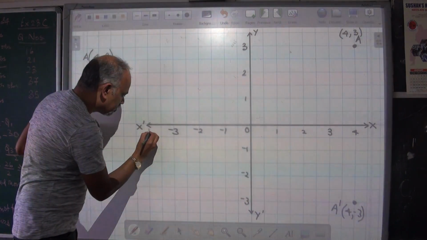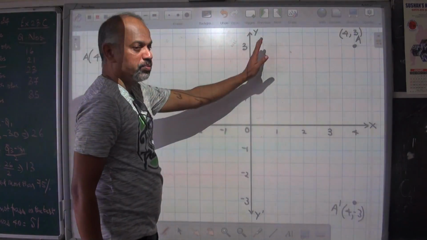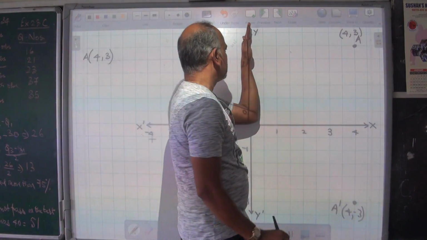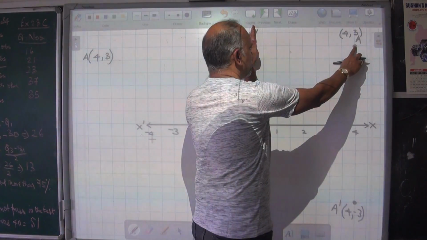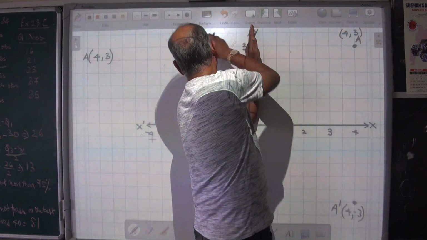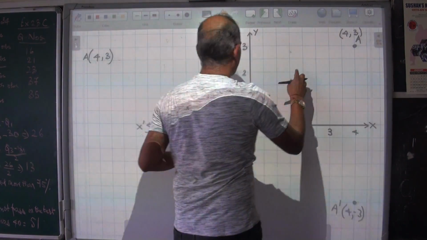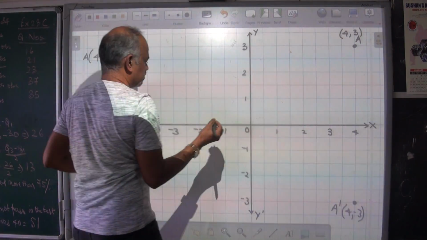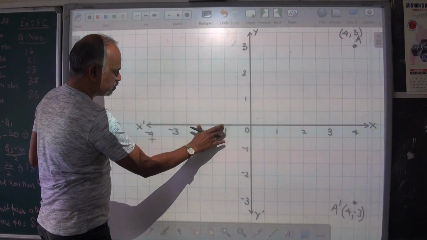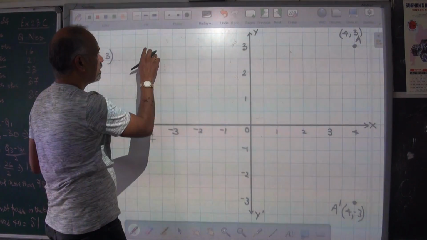So it should be 4 units away. So let's reflect this. This is the point. You're going to reflect this in this mirror. You're going to get it on this side. And I said it is 4 units away at the same height. So 4 units away. 1, 2, 3, 4. So that will be here.